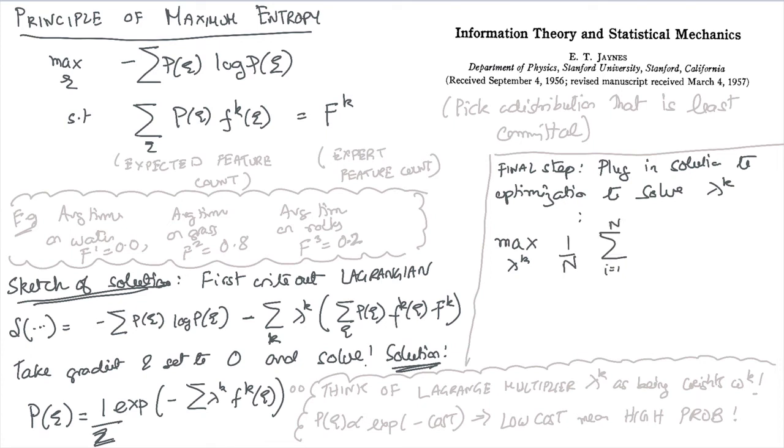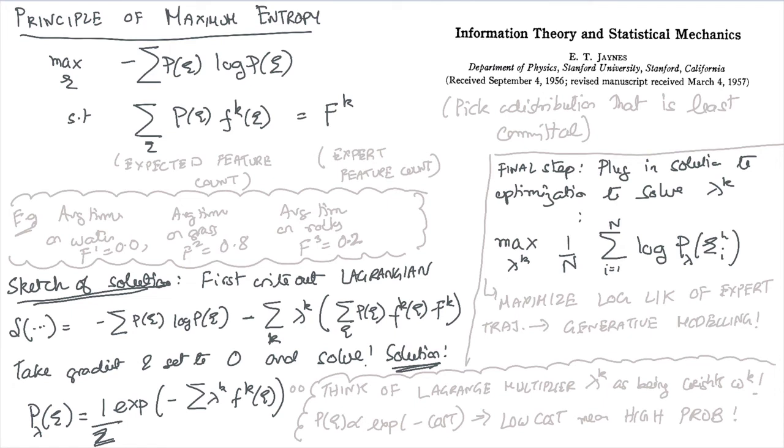And you end up with an objective function that says maximize the log likelihood of the human trajectory given this probability model, which is the typical objective function one uses in generative modeling. So it's really elegant how this maximizing entropy gives rise to this intuitive probability expression as well as intuitive objective function.